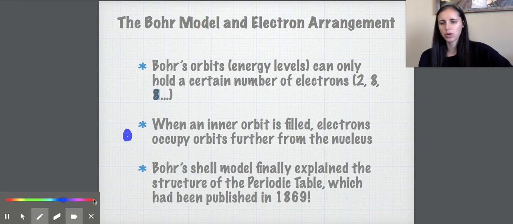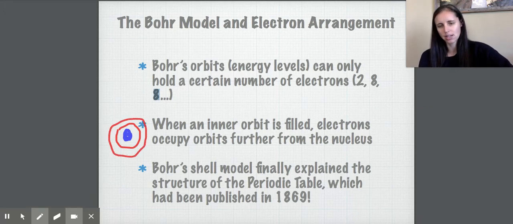And next up, we're going to have our first orbit. In this first orbit, 2 electrons can fit there. What happens if you have more than 2 electrons? Well, it's full. So all of a sudden, we must have a second shell. Our second shell can now fit 8 electrons. What happens if we have more than 8 electrons?